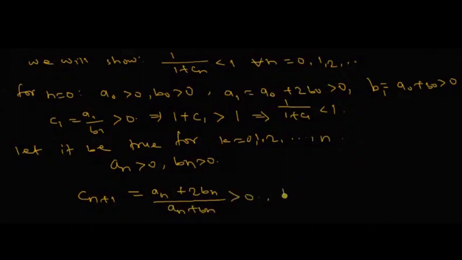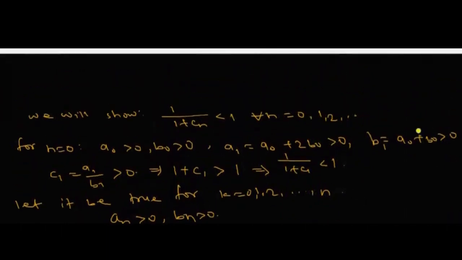As a result, 1 plus cn plus 1 is greater than 1, or 1 by 1 plus cn plus 1 is less than 1. So by induction, we came to the conclusion that this thing holds for all n is equal to 0, 1, 2, dot, dot, dot.